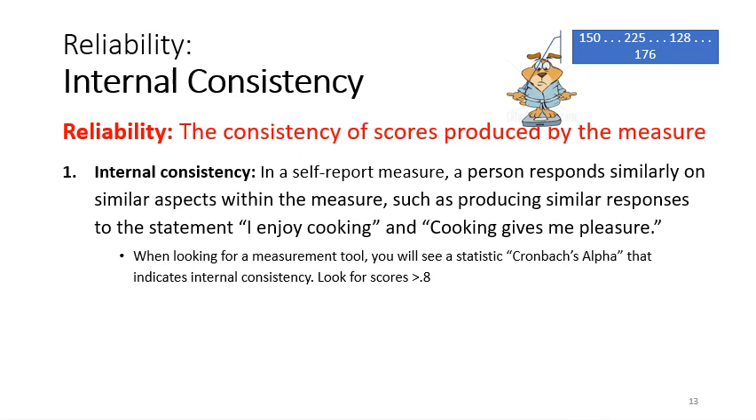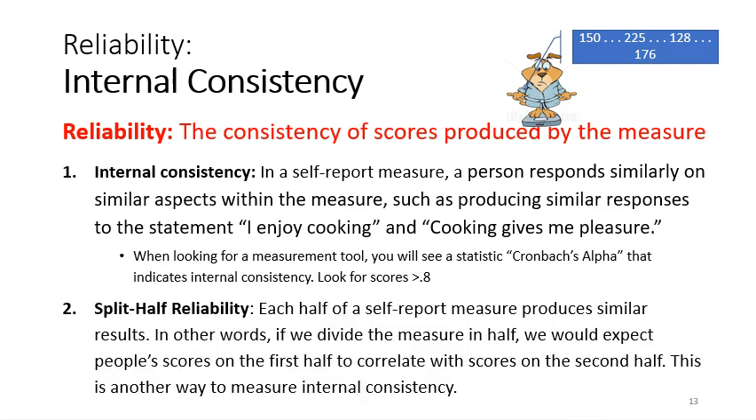And when you're looking for your measurement tool for your project, you're going to see this internal consistency indicated generally by a test called Cronbach's alpha. And that just tells us how strongly all these items are correlated with each other for each individual. And that indicates internal consistency. Scores greater than 0.8 will say this has internal consistency, it's reliable.